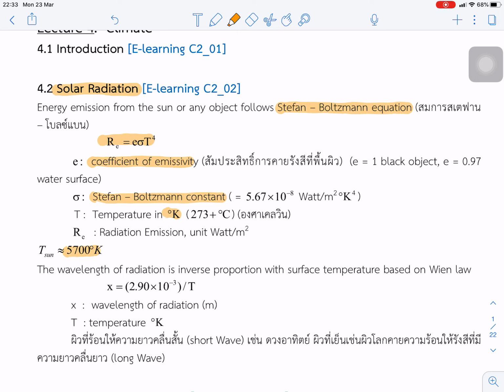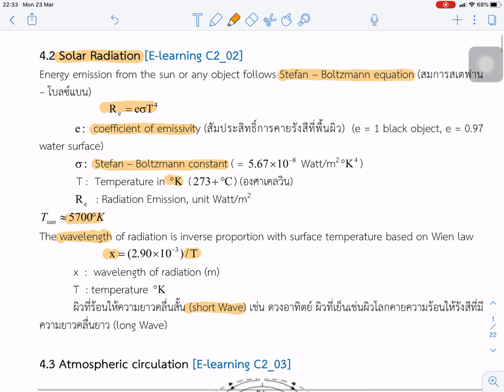Next is the wavelength. Wavelength is a function that is inversely proportional to the temperature. It means high temperature gives short wavelength. So the sun provides short wave radiation, and the radiation from Earth, because of its low temperature, is long wave radiation.